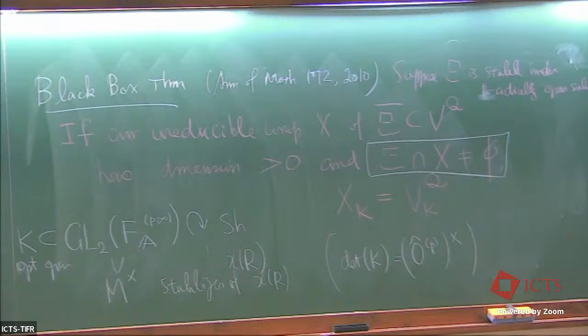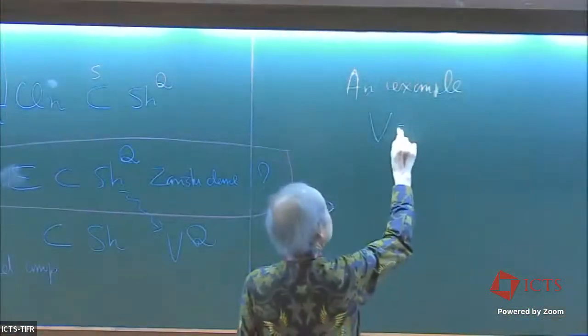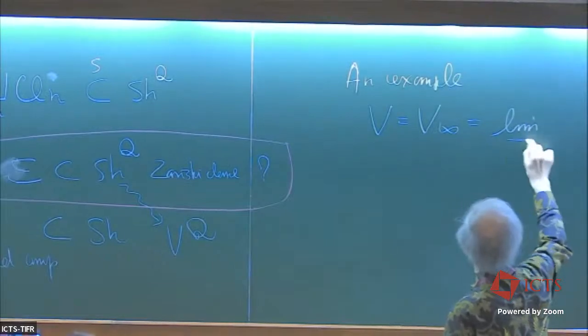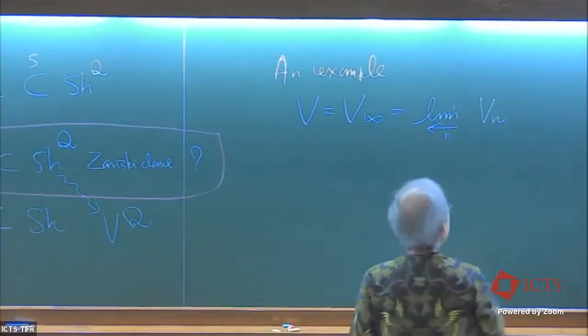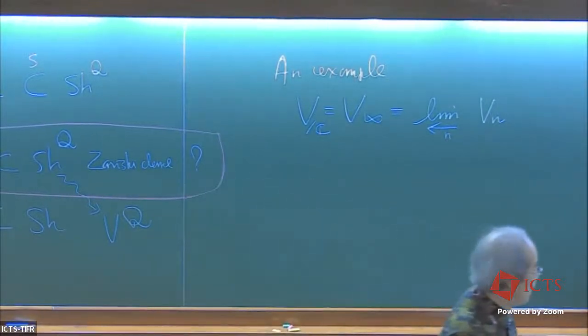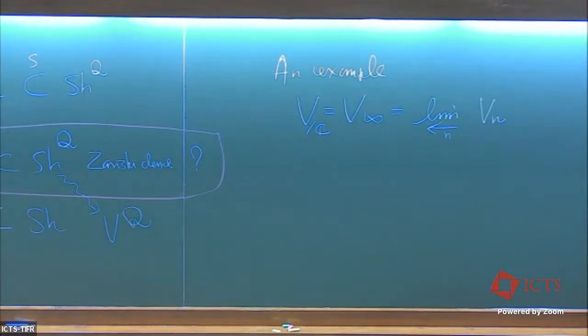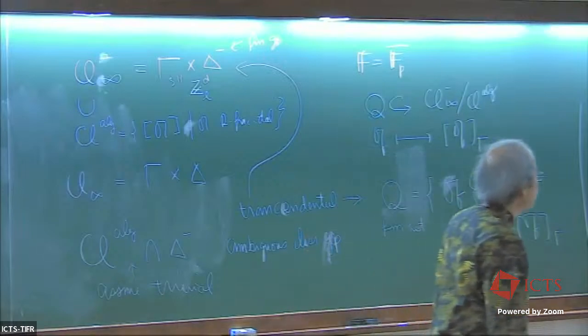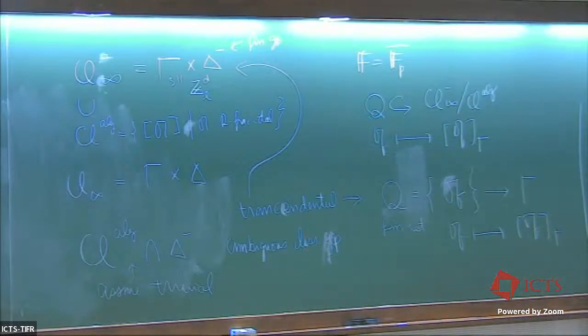You forget about all Shimura variety things. It's just a pro-curve. So I have V, that is V_∞, the projective limit of pro-étale curves V_n. And to make things absolutely simple, everything is over C. You can do it over a finite field. If I write big F, this is F_p bar. Anyway, you can do it over F also.